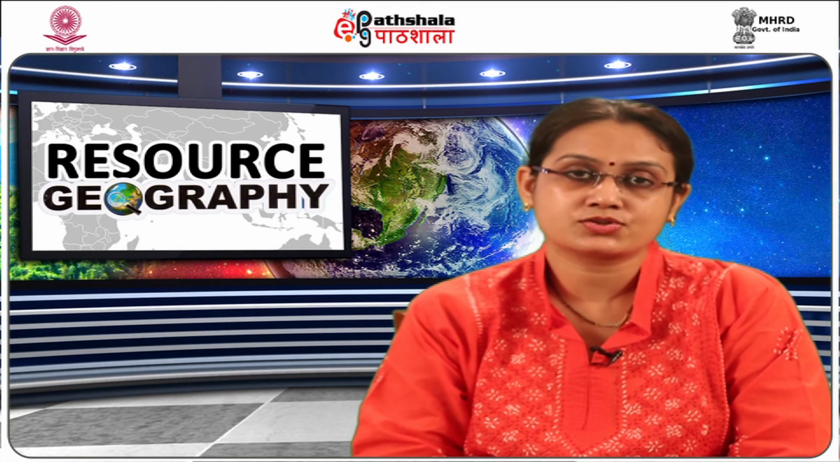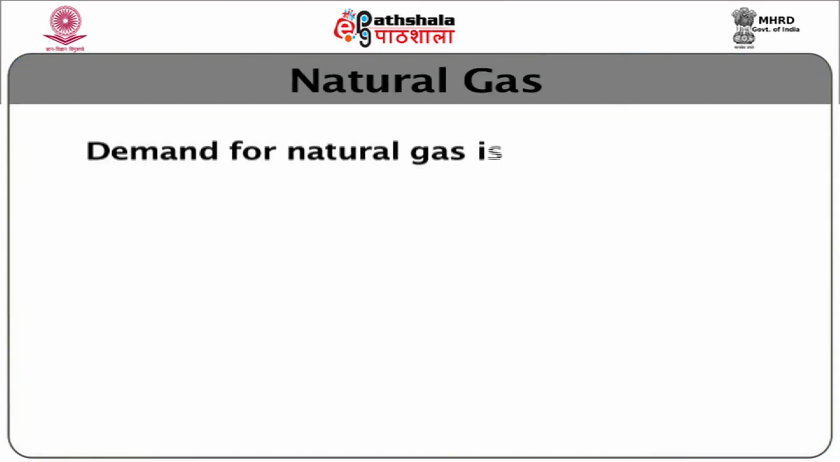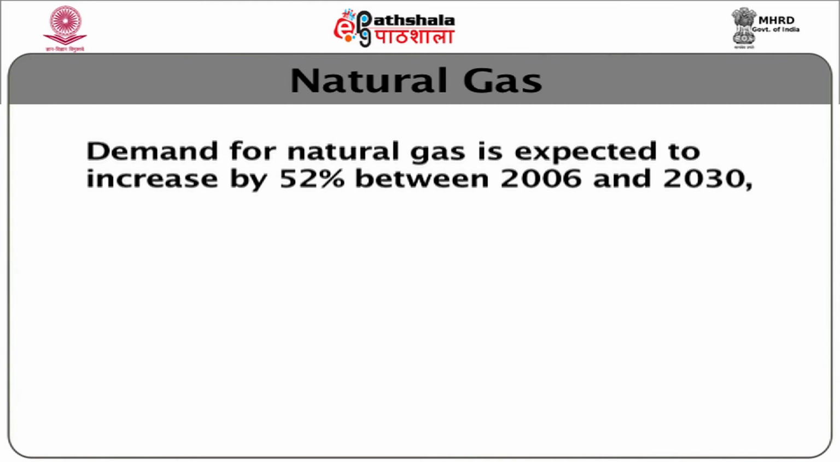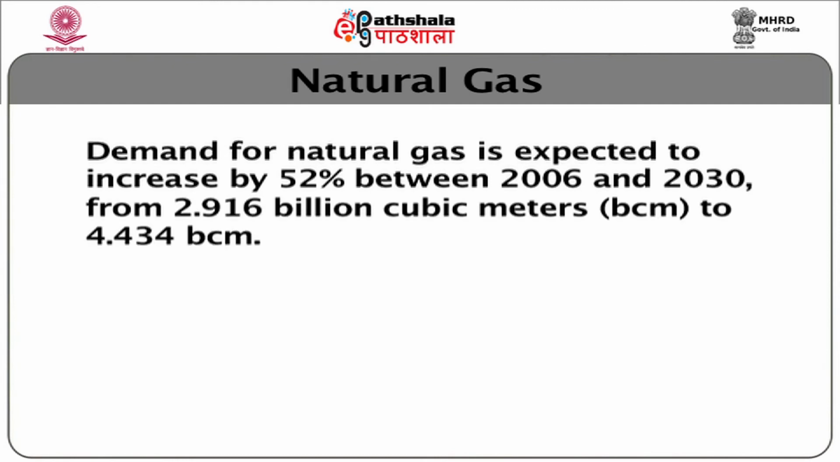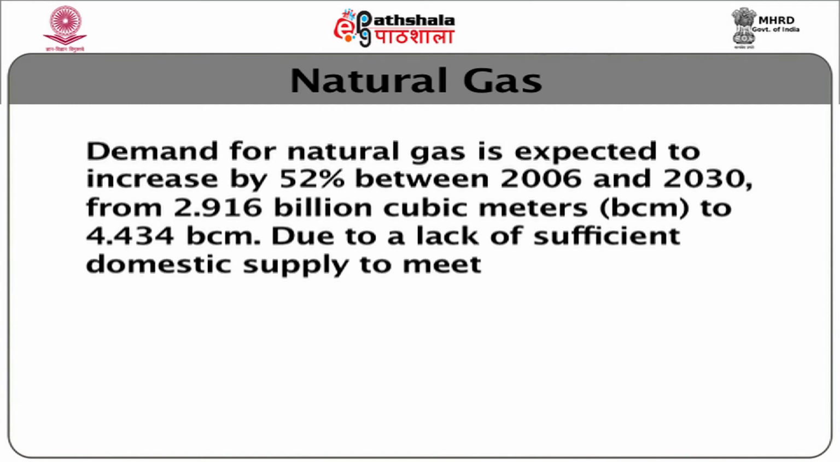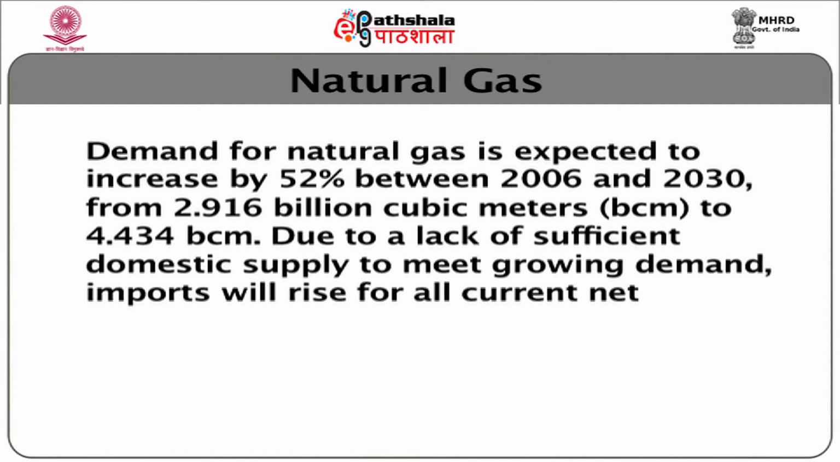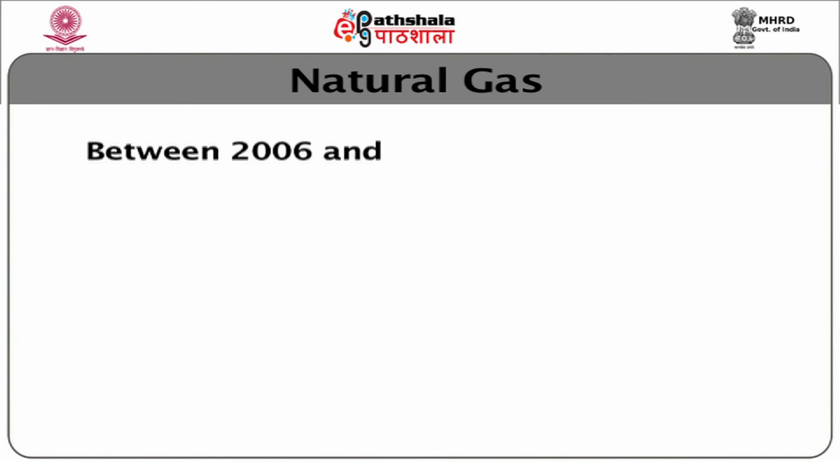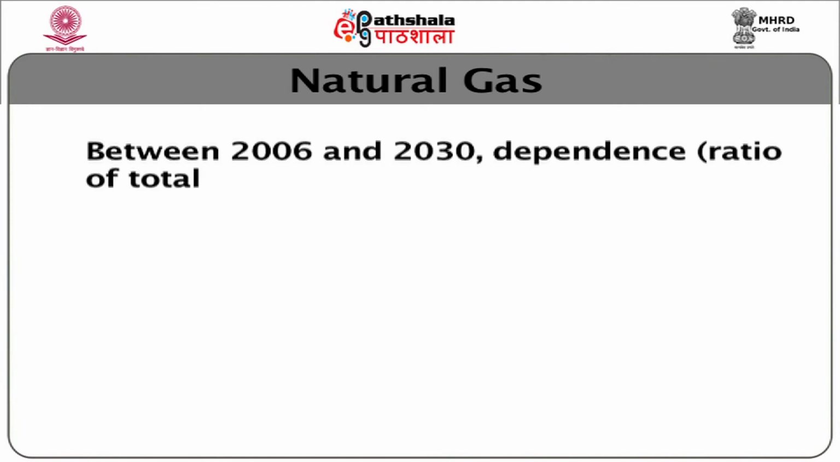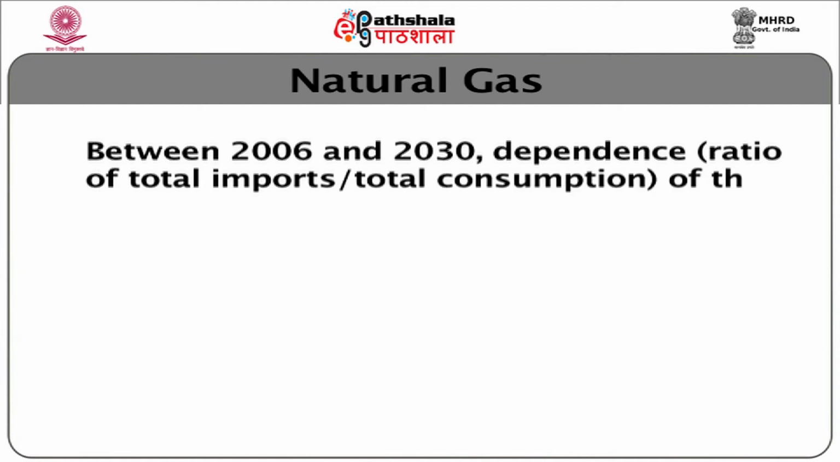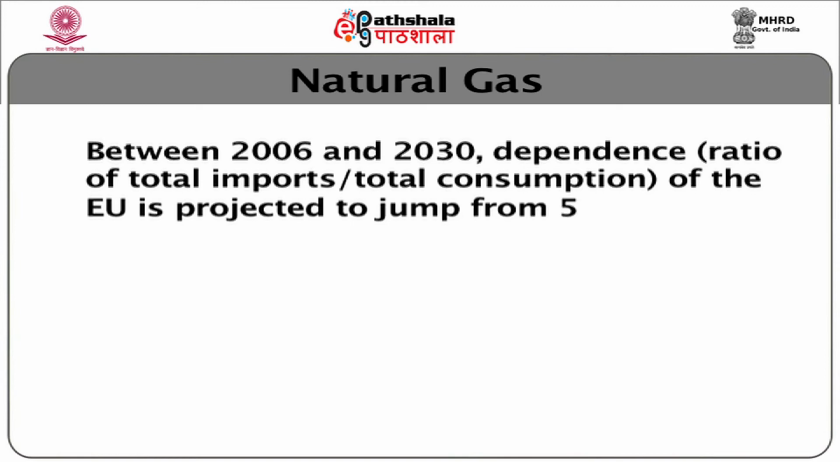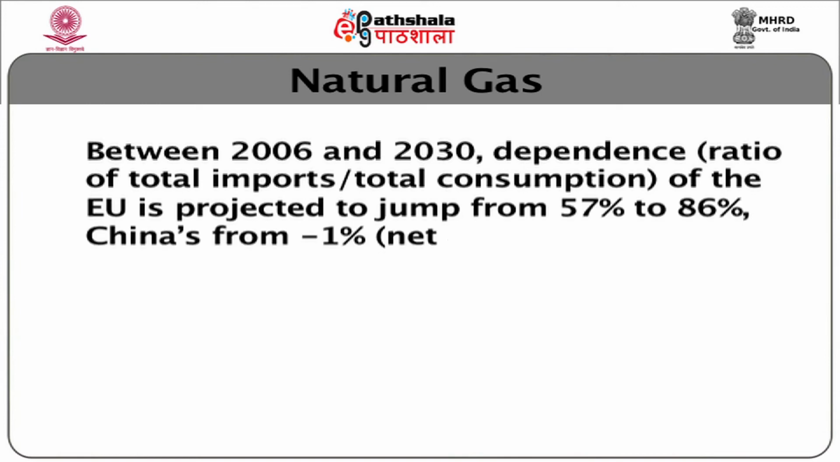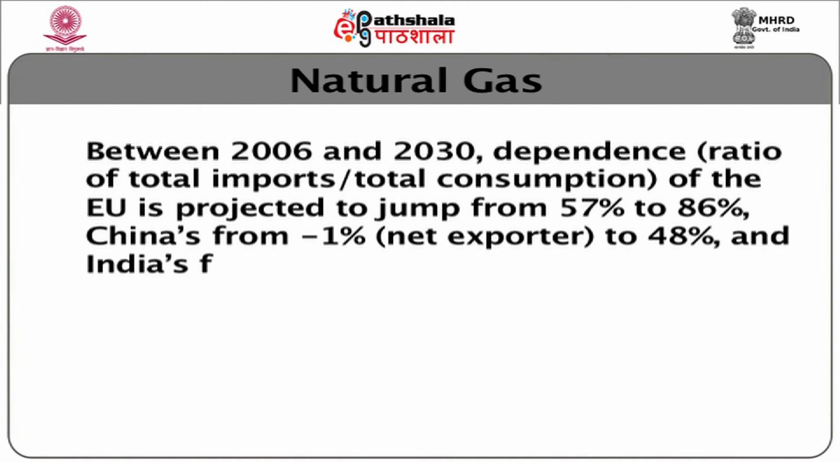The next energy source is natural gas. Demand for natural gas is expected to increase by 52% between 2006 and 2030. Due to lack of sufficient domestic supply to meet growing demands, imports will rise for all current net importers. Between 2006 and 2030, the dependency ratio, that is the ratio of total imports versus total consumption, of the European Union is projected to jump from 57% to 86%, China's from -1% to 48% and India's from 26% to 61%.